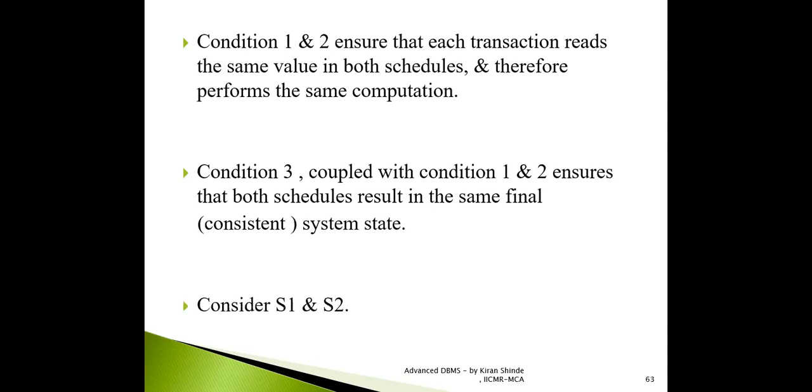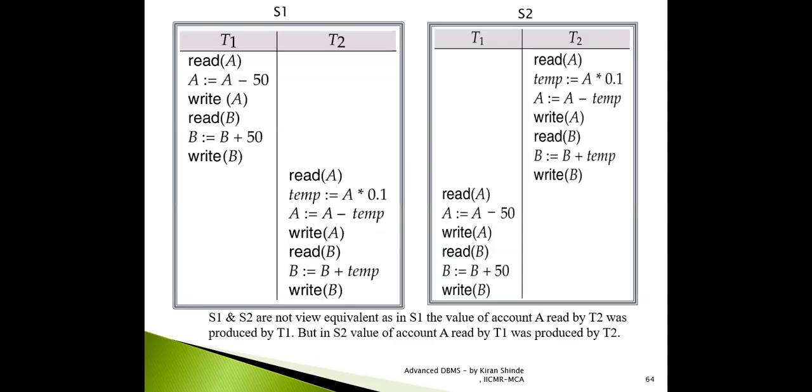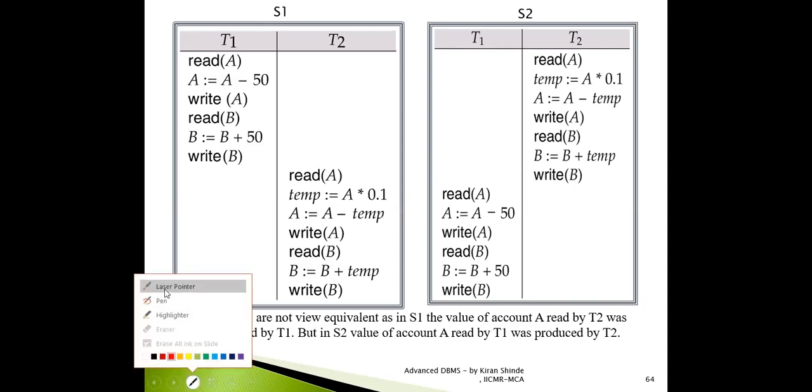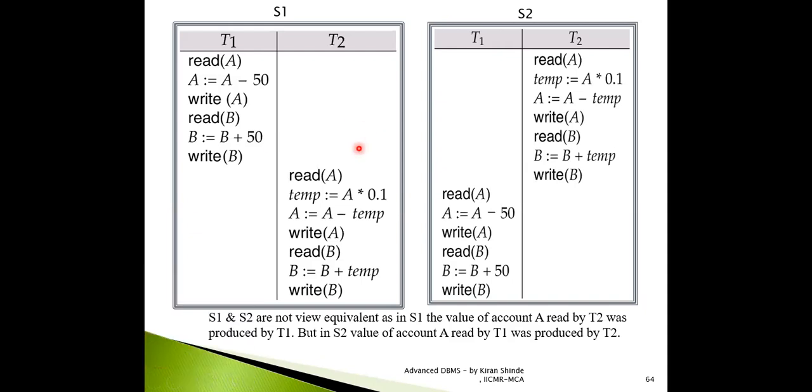Now, let us try to see an example having two schedules S1 and S2. Suppose these are the two schedules. Now, we will try to see how these two schedules satisfy these three conditions or not. So the first condition is what? That is called the initial read. So let us scan through the first schedule, that is schedule 1.